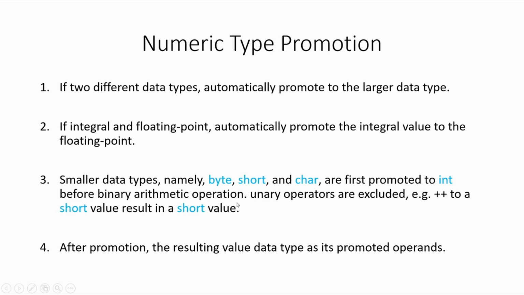So if you have two short values and you want to add them, they are promoted into int. And if you are again going to store them into a short, the compiler will give an error. Remember that. Unary operators are excluded. For example, plus plus to a short value results in a short value. So it doesn't apply to the unary operators. After promotion, the resulting value has the data type of its promoted operand. When the promotion occurs, the operands have the same data type.